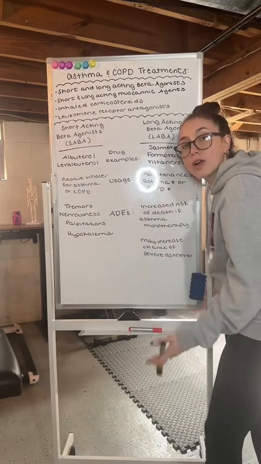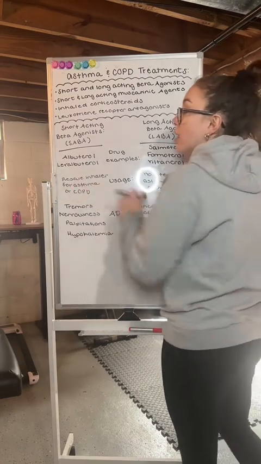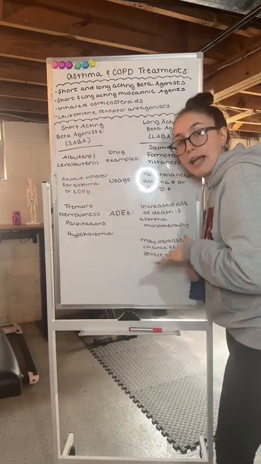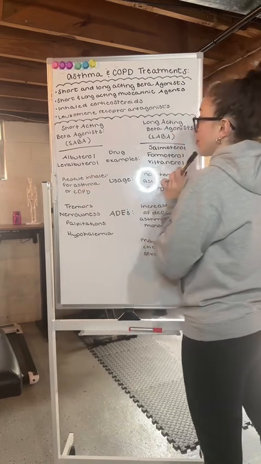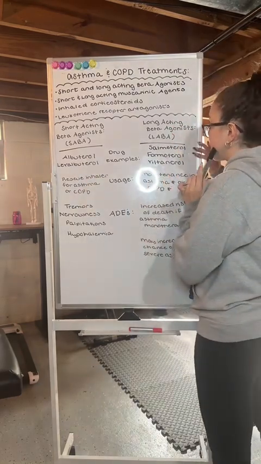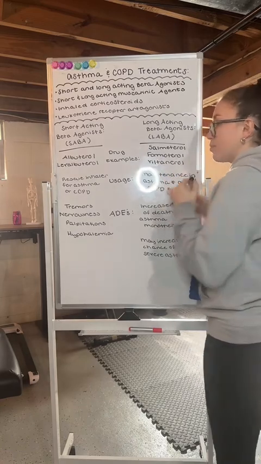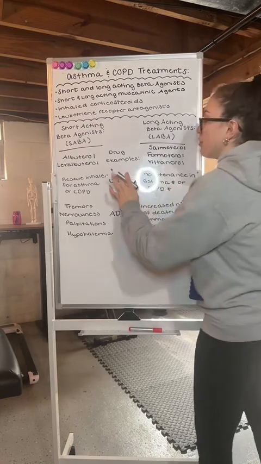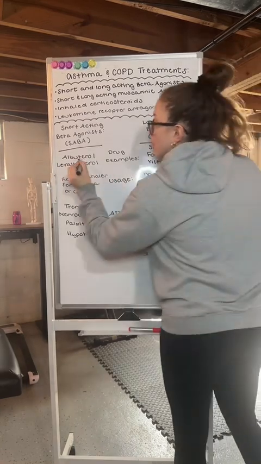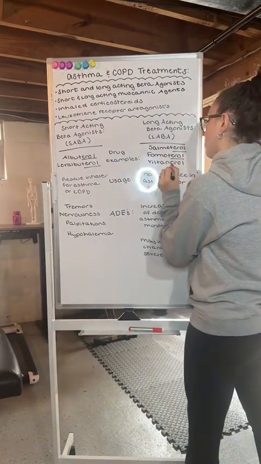What are some drug examples that fall into these classes? You've probably already heard of some short-acting beta agonists before in your life. So we have albuterol and levalbuterol. In contrast, for our long-acting class, we have salmeterol, formoterol, and vilanterol. Now, you're probably seeing some similarities between the 2 classes. All of them end in -terol.